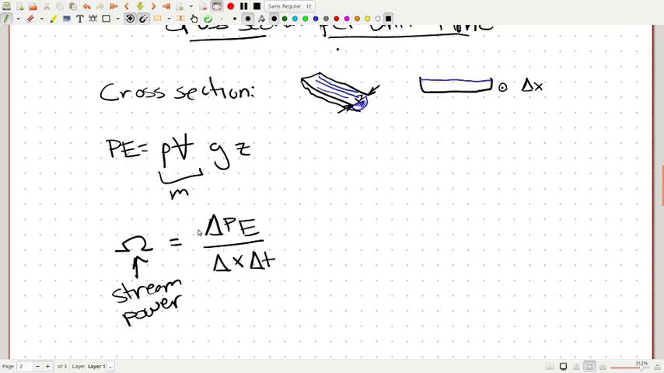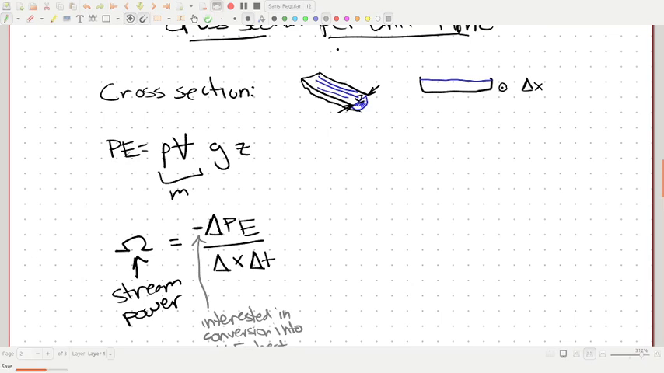And something I'm just going to do right here is put a minus sign in front of this. The reason I have that minus sign is because we're interested in what is converted into energy that can do work on the channel. So what we want to know is actually the negative of the change in potential energy and what can be done with that energy.